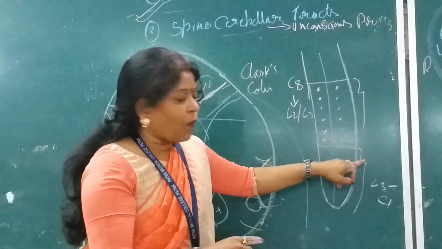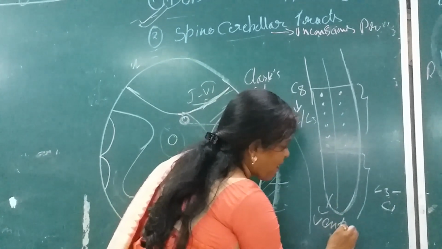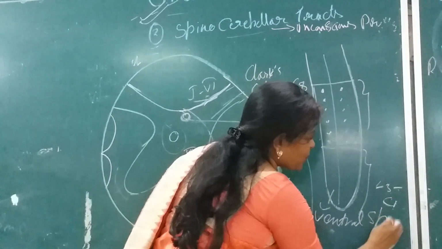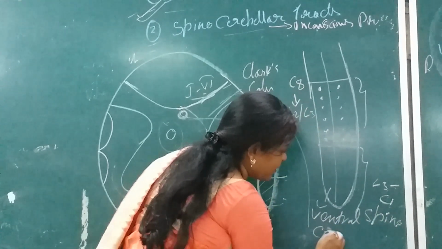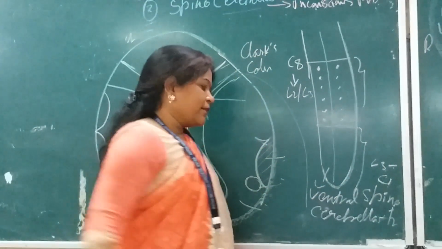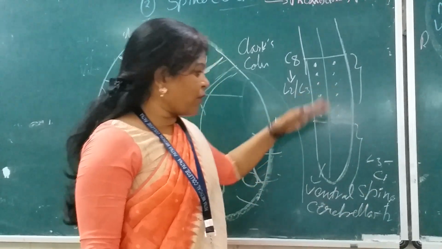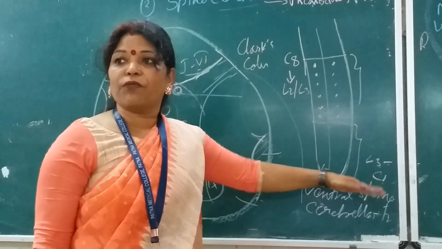Below L2 or L3, this is giving origin to the ventral spinocerebellar tract. Okay, that means the ventral spinocerebellar tract ascends from L3 to coccygeal 1.